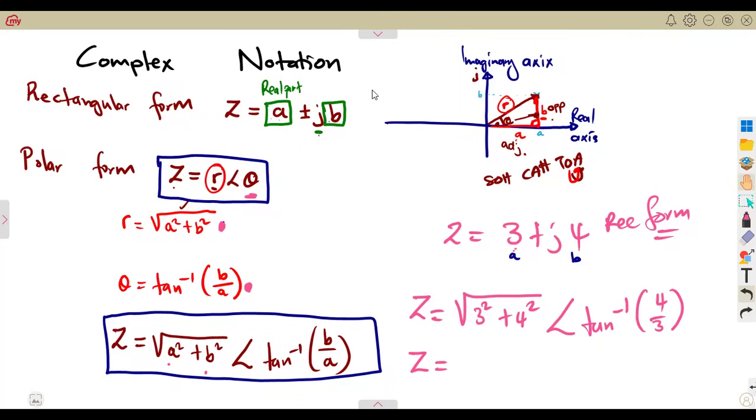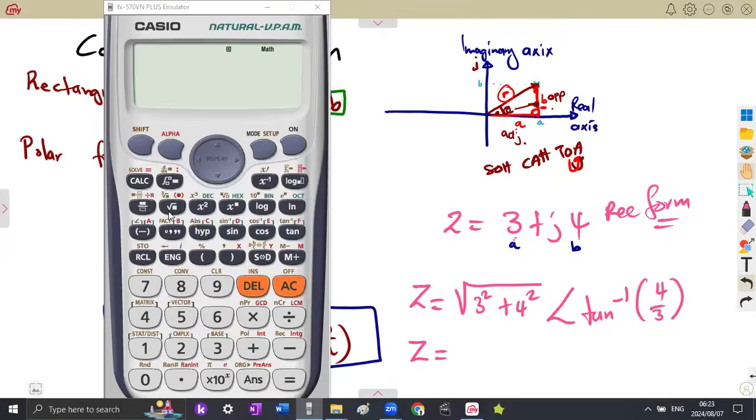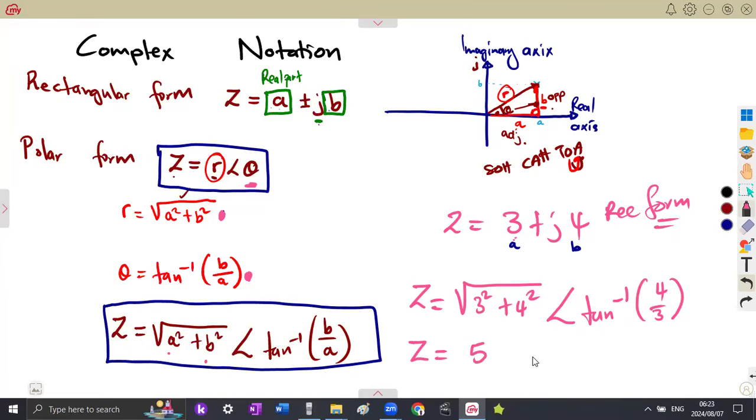I'm just going to quickly show this here. That is the square root of 3 squared plus 4 squared, like this. And that is going to be 5. So as you can see, this is going to be 5. Then the angle now, that is arctan.